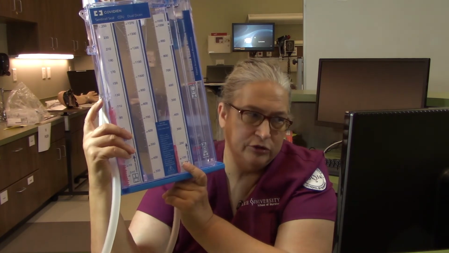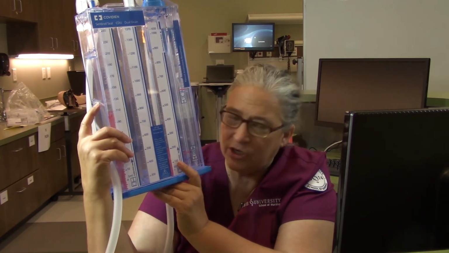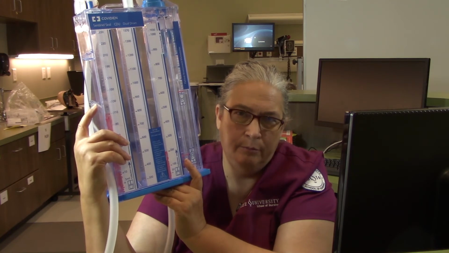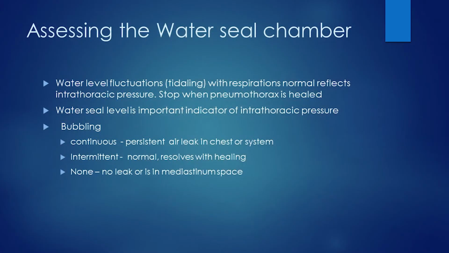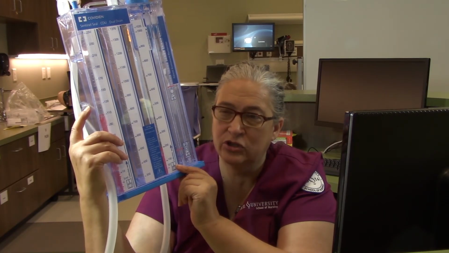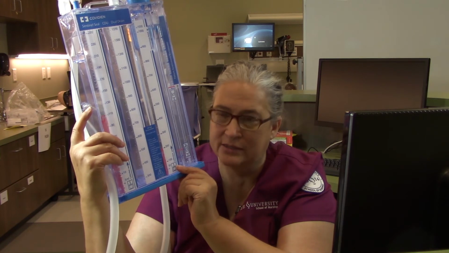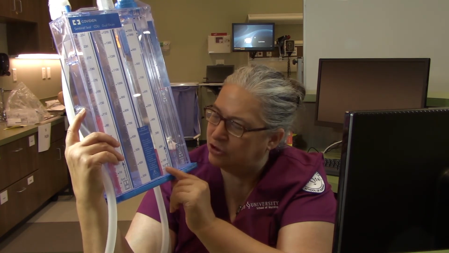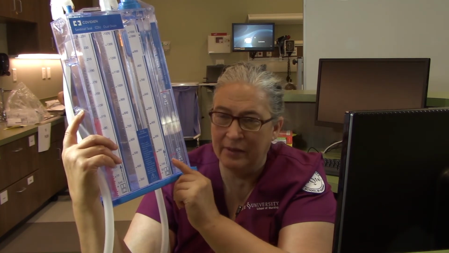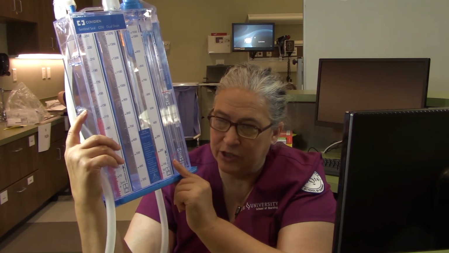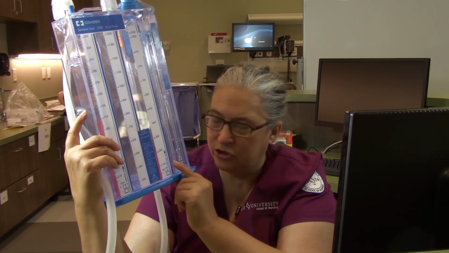Let's talk about the water seal chamber. It should not have bubbling, at least not all the time. Sometimes it may bubble a little bit, and that's normal. That'll get better as the problem in the chest resolves. If it bubbles really quickly, continuously, you've got a leak somewhere. Either there's a connection that's not tight or your dressing is not tight. You're going to have to find and fix that, because this should not be continuously, vigorously boiling. Once in a while is okay, and it may tidal as the pressure changes in the lung, but it should not bubble a lot.